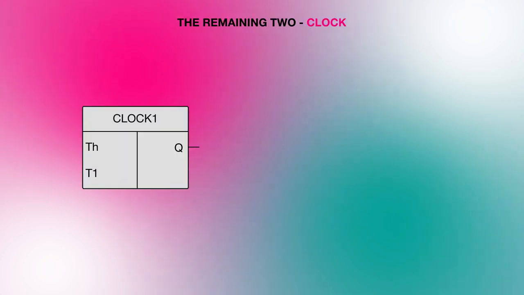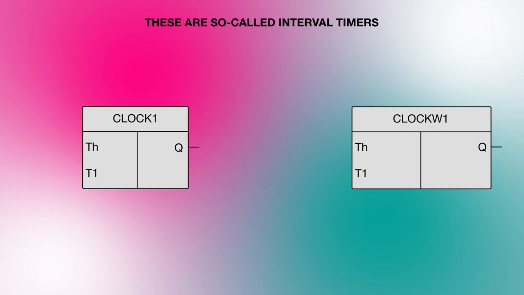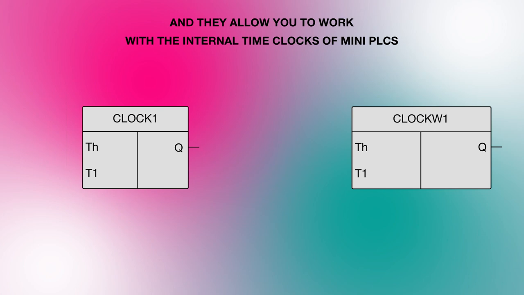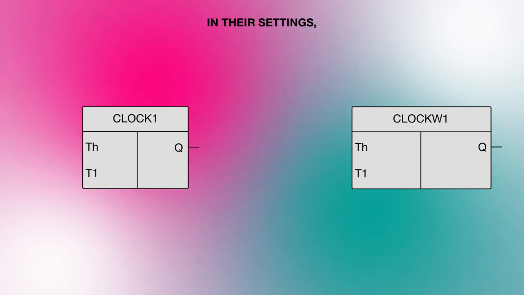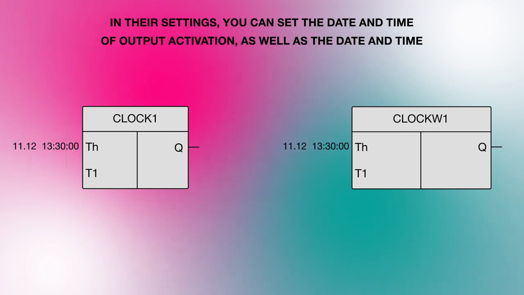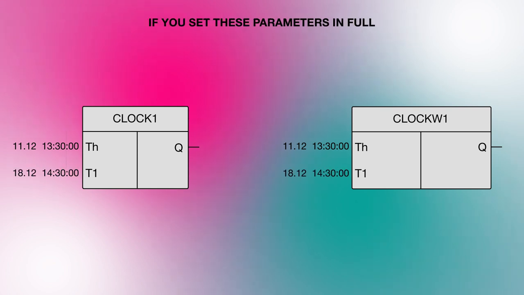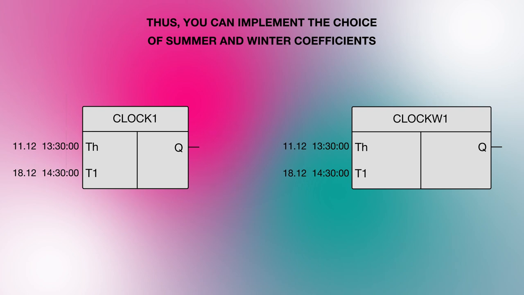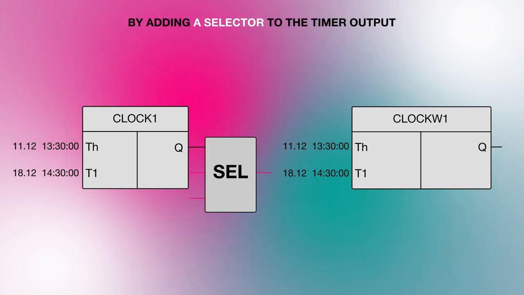The remaining 2, clock and clock W, are so-called interval timers, and they allow you to work with the internal time clocks of mini PLCs. In their settings, you can set the date and time of output activation, as well as the date and time of its deactivation. If you set these parameters in full, from months to seconds, you get a timer that works annually.